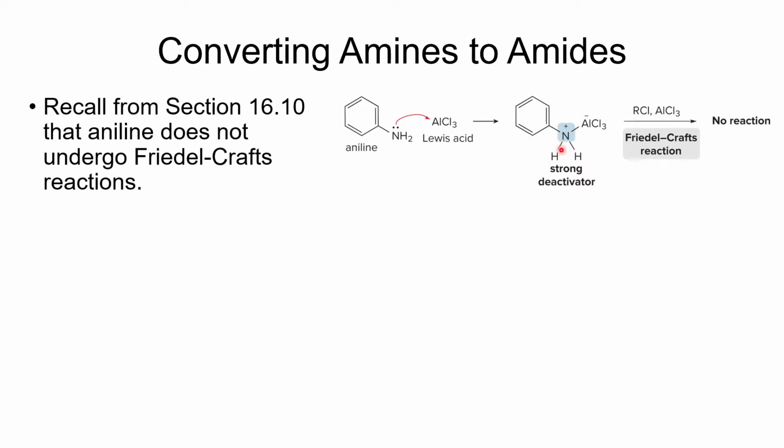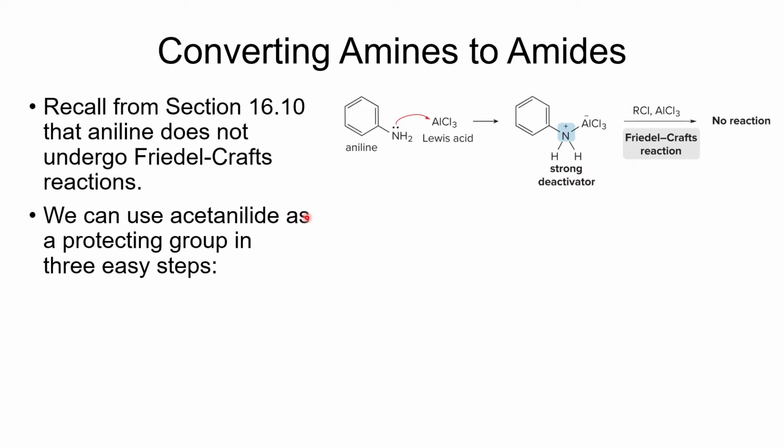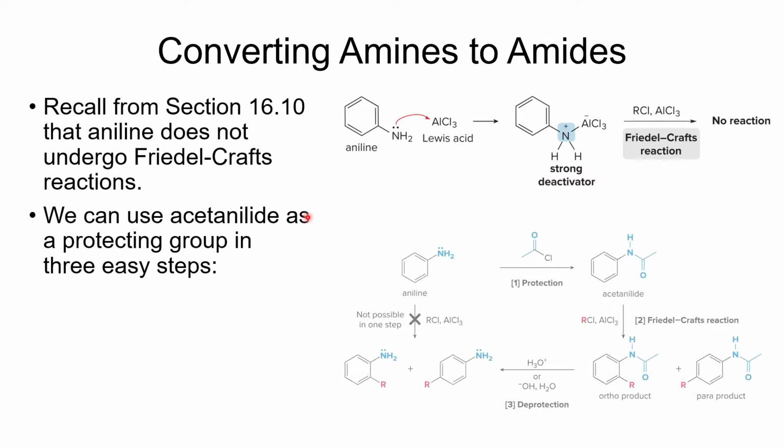And that is a very strong deactivating group. And so you can do no Friedel-Crafts reactions on this, because remember, Friedel-Crafts reactions don't work when you have strong deactivating groups. So I showed you a way back then how to get around this, and that is to convert your aniline into acetanilide. So if you take aniline and you protect it with acetyl chloride, you can make acetanilide.